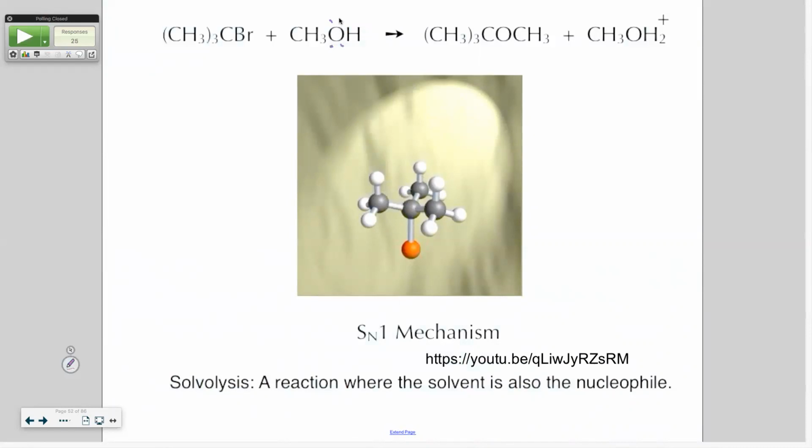And then last but not least, we have to deprotonate. When we had water, there were 2 protons to pick from. Now, there's only 1 proton to pick from. Does that make sense? So we're going to watch the video of the mechanism, and then we're going to learn some more stuff about it.